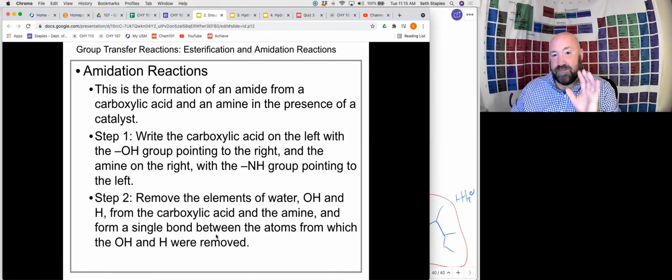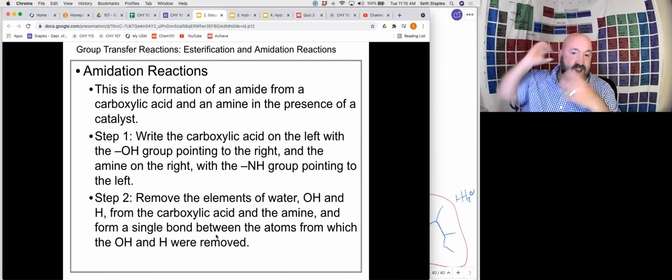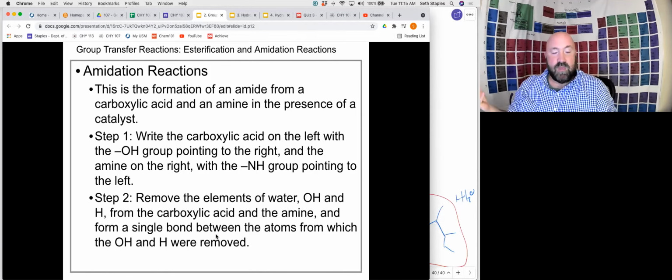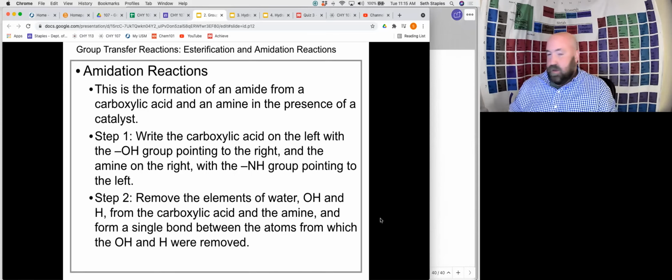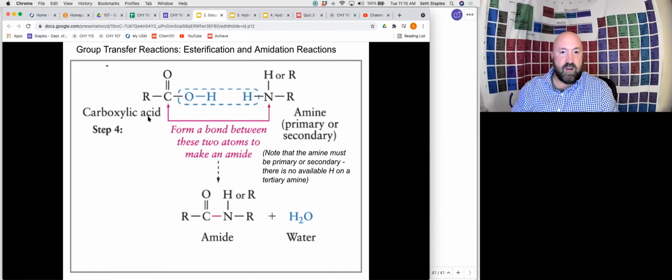Imidation reactions, same exact thing. You would take the same exact steps, only now we're going to have something for a carboxylic acid reacting with an amine. You'd go about it in the same way, write the compound so that the carboxylic acid has the OH group pointing over to the right, put the amine to the right of that, with the amine group pointing to the left, remove the water, form that new bond. We can see that here.